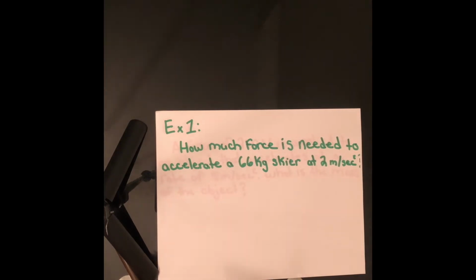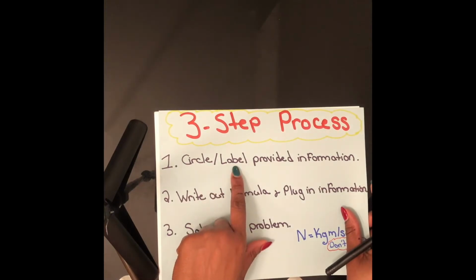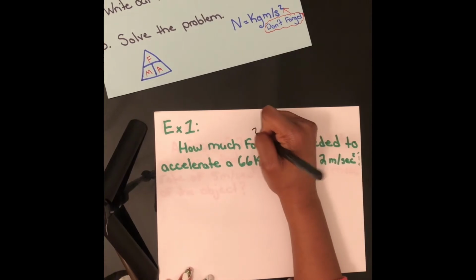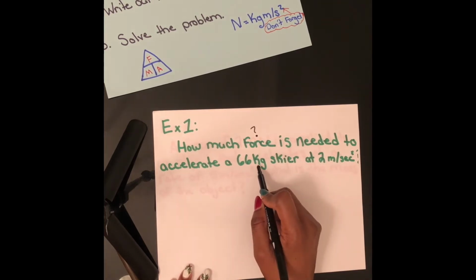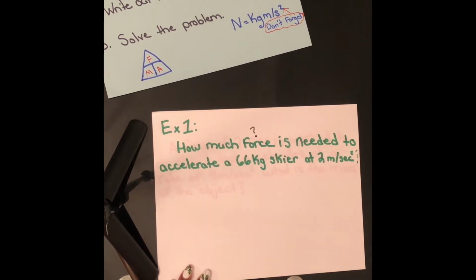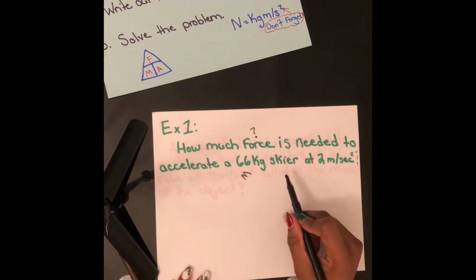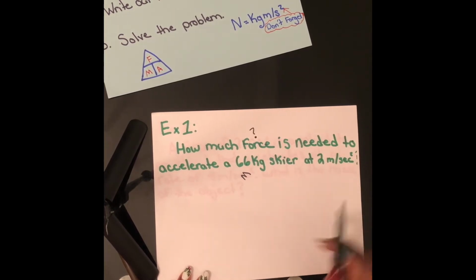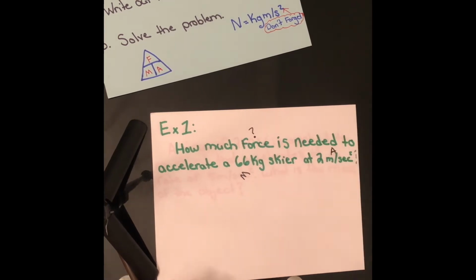So according to my three-step process, I'm going to start circling and labeling the provided information. They're asking us for force, so I'm going to put a little question mark around here. How much force is needed to accelerate a 66 kilogram? I see kilogram, so in my head, I know that this is going to be dealing with mass. Kilograms, 66 kilogram skier at 2 meters per second. That right there, you guys, sounds like acceleration to me, so I'm going to label that with an A.